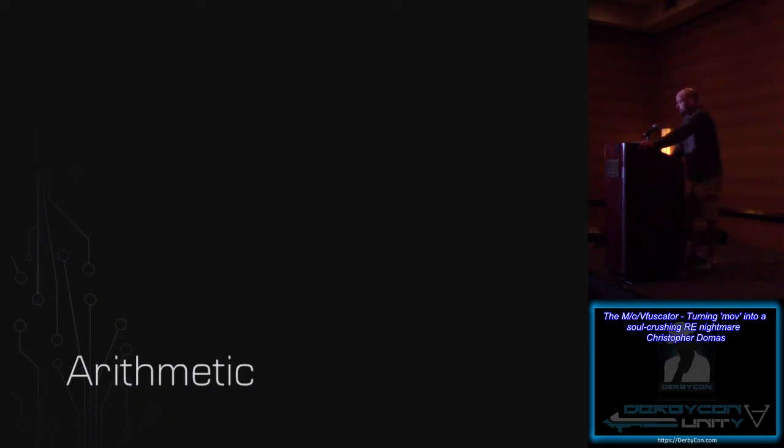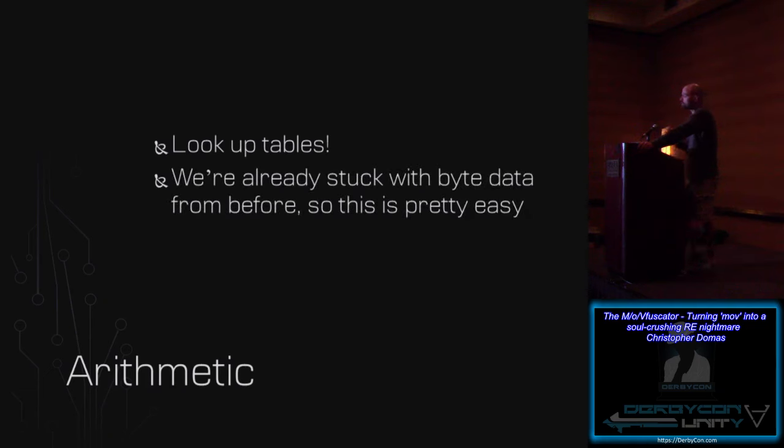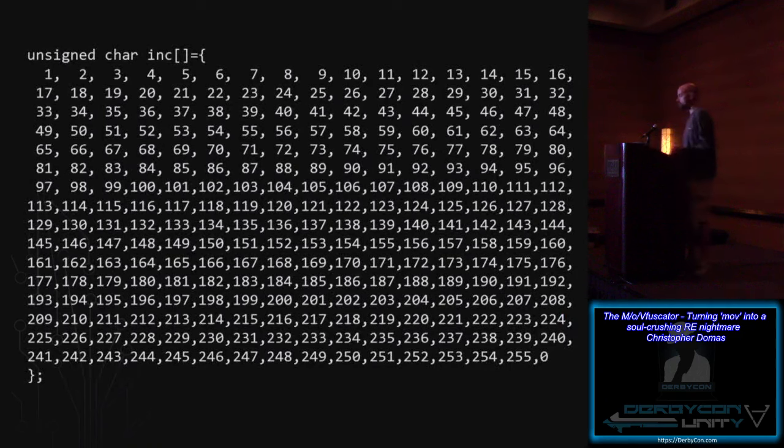Arithmetic seems a little bit more complicated at first, but it's the next hurdle we have to overcome. And it actually turns out to be really, really easy with lookup tables. It's especially easy because we've already constrained ourselves to bite-sized data from before. So let's say I wanted to implement the increment function. It just adds 1 to a number, and I want to do that with only moves. I can do that with a simple lookup table.